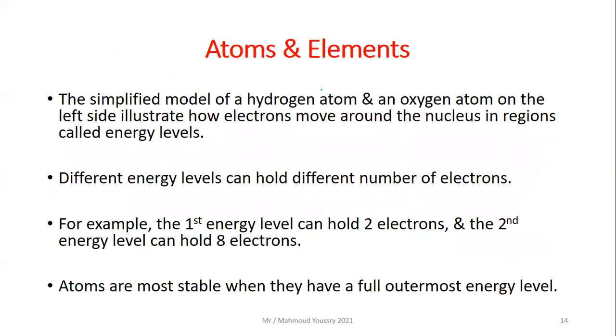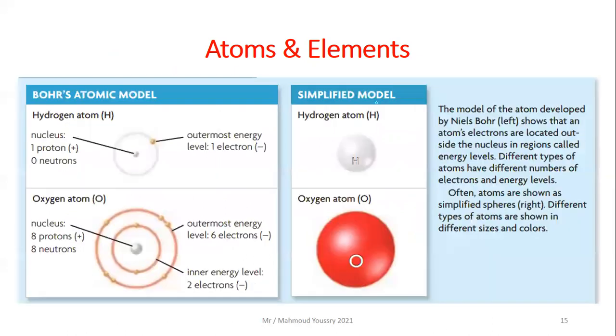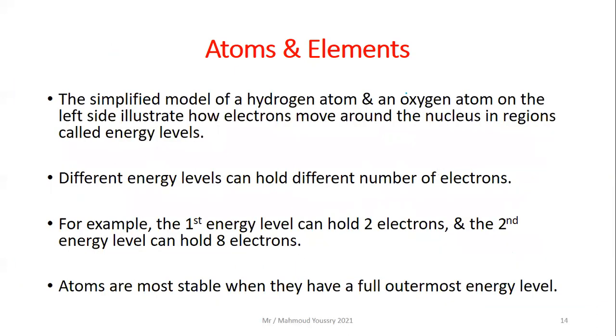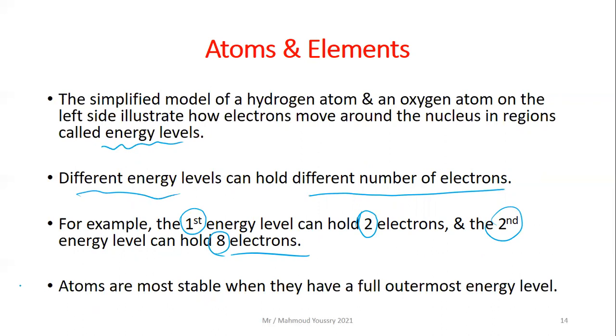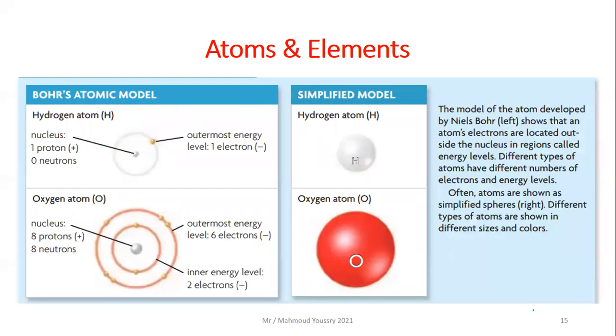The simplified model of the hydrogen atom and the oxygen atom that we will see in the next picture illustrates how electrons move around the nucleus in regions called energy levels. The different energy levels can hold different numbers of electrons. For example, the first energy level can hold up to 2 electrons, and the second energy level can hold 8 electrons. But keep this in mind: atoms are most stable when they have a full outermost energy level. So let's look at the picture right here.